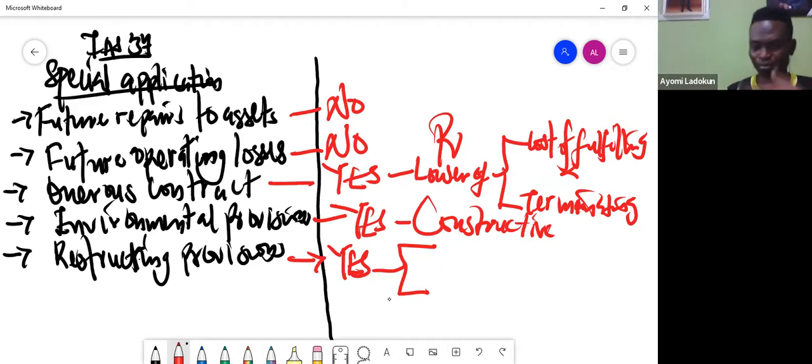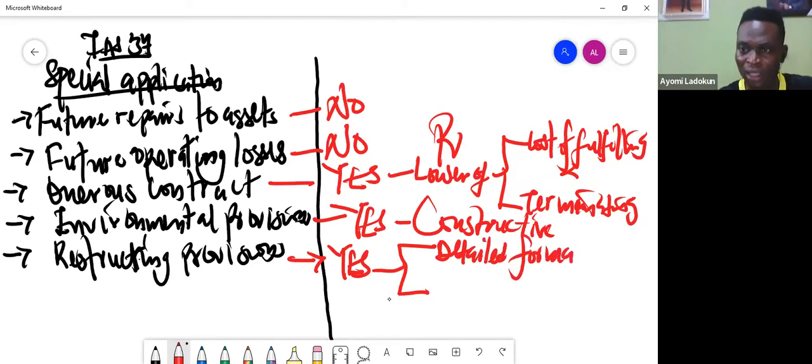Okay. So now, for restructuring provision, before you can make provision for your restructuring, two conditions must be met, okay? There must be a detailed formal plan. What does that mean? A mere board meeting that they want to restructure is not sufficient to make provision. So there must be a detailed formal plan for the restructuring that identifies the business, the location, and the timing involved, including the costs that will be incurred.